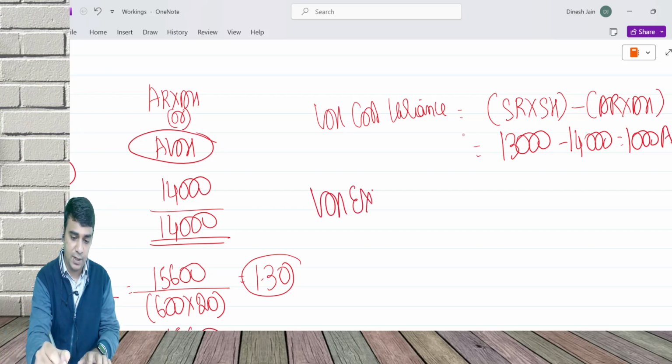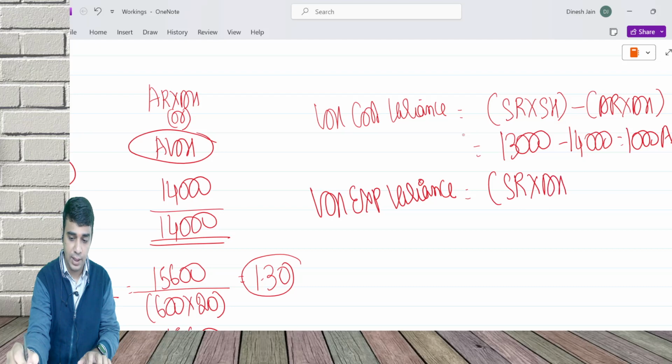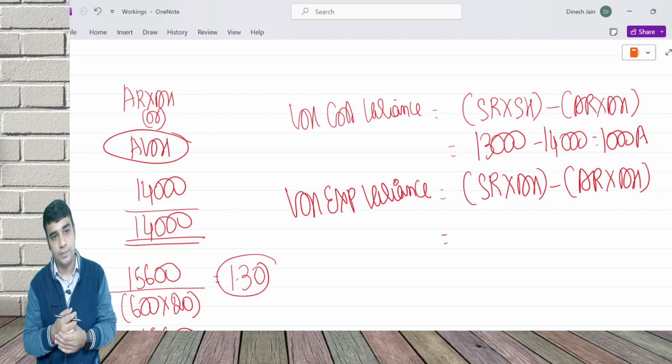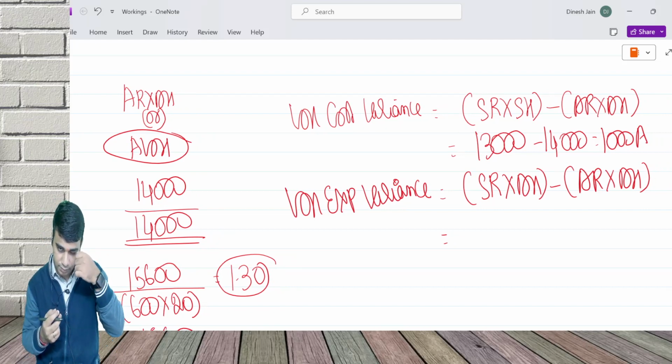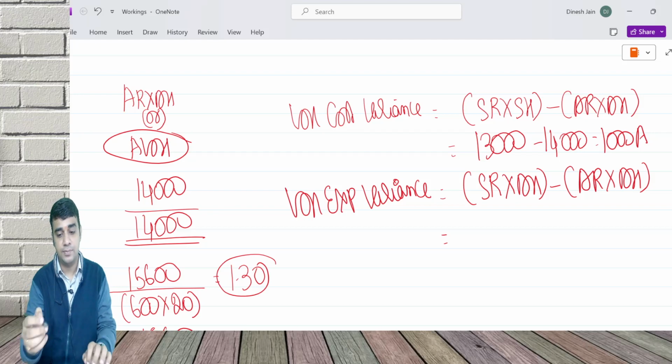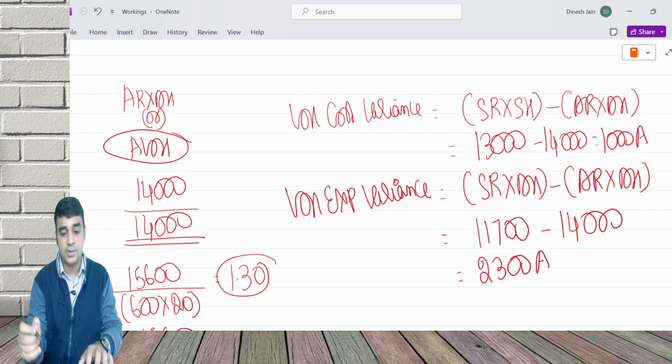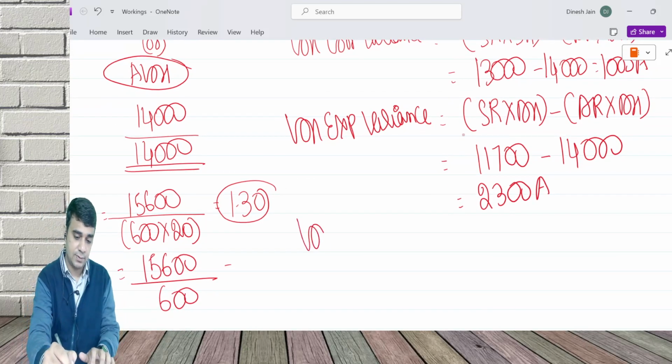VOH expenditure variance. SR into AH minus AR into AH. How much is SR into AH? 11,700 minus 14,000. 2300 adverse. VOH efficiency variance.